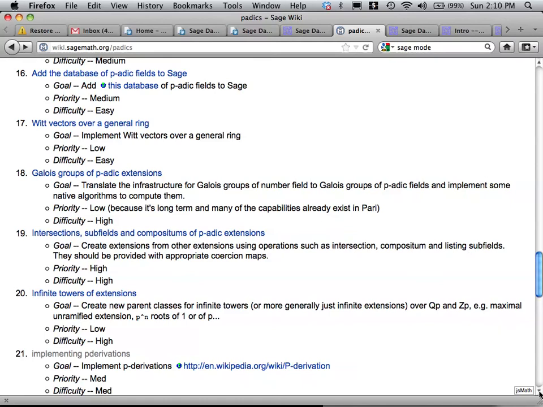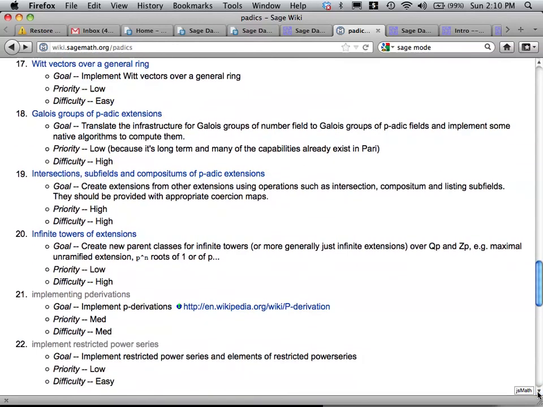Witt vectors for general rings. We have Lewis here somewhere who has thought about this some. He's going to be giving a talk later this week. For p-adic fields themselves, I think that Witt vectors are probably not the way to go, but you may prove me wrong. It would be great to be proven wrong. But for other characteristic p-infinite rings and fields, it would be nice to be able to support Witt vectors.